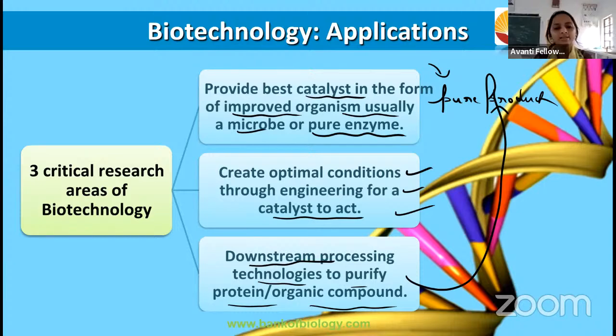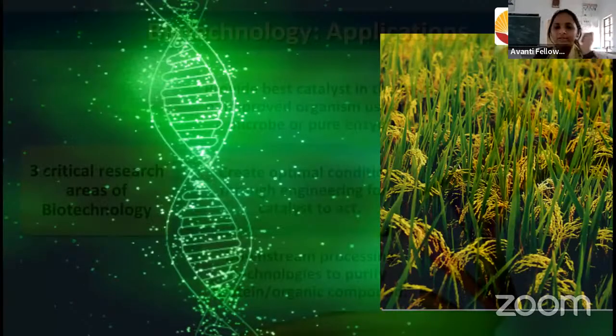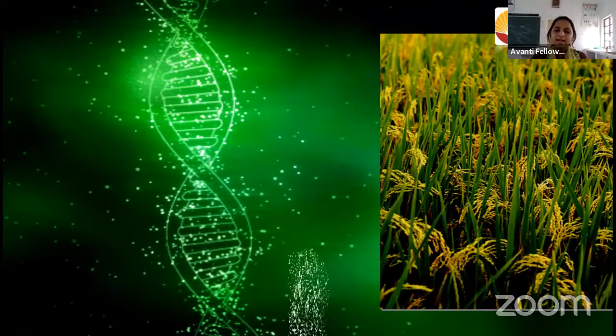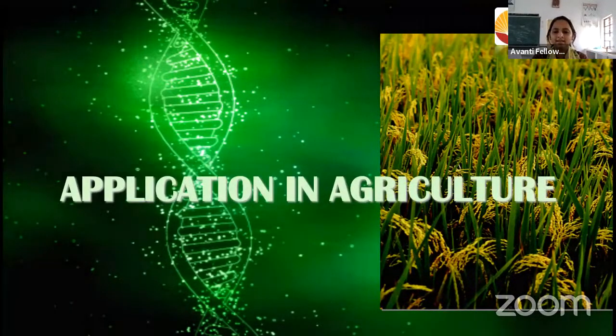So this is another thing. These are the three things: one is a pure microbe, pure enzyme; second is a good condition for creating that product; and third is giving that in the pure product form, without the contaminants. So all these things are important in biotechnology. Then we are going to study the biotechnology applications in agriculture.